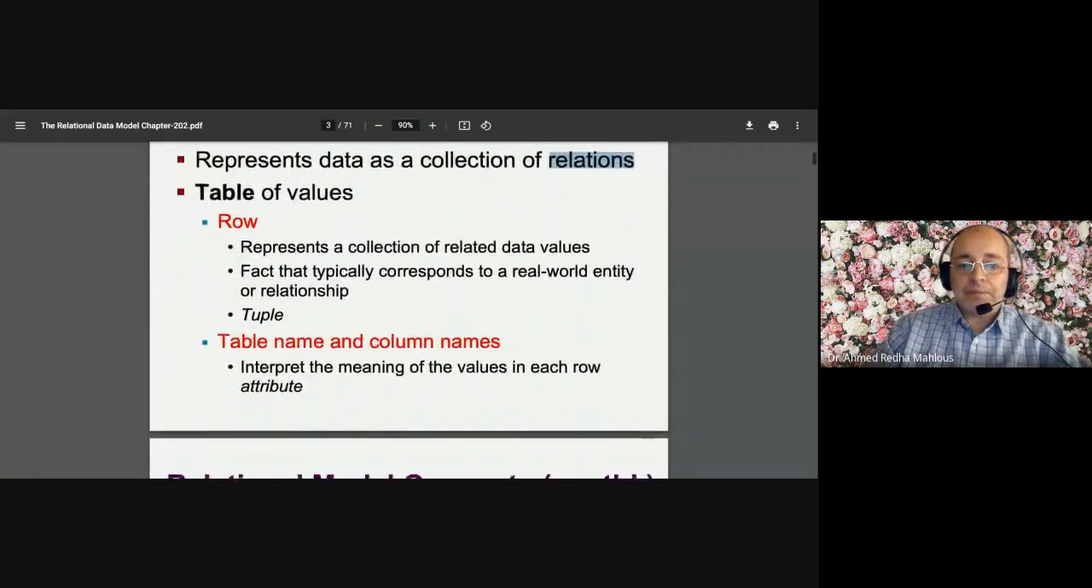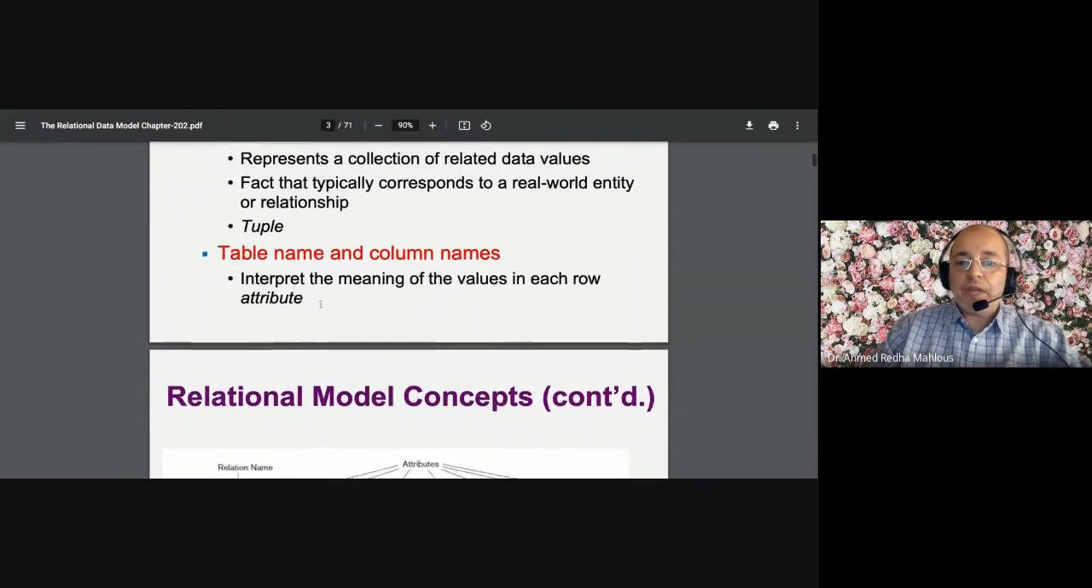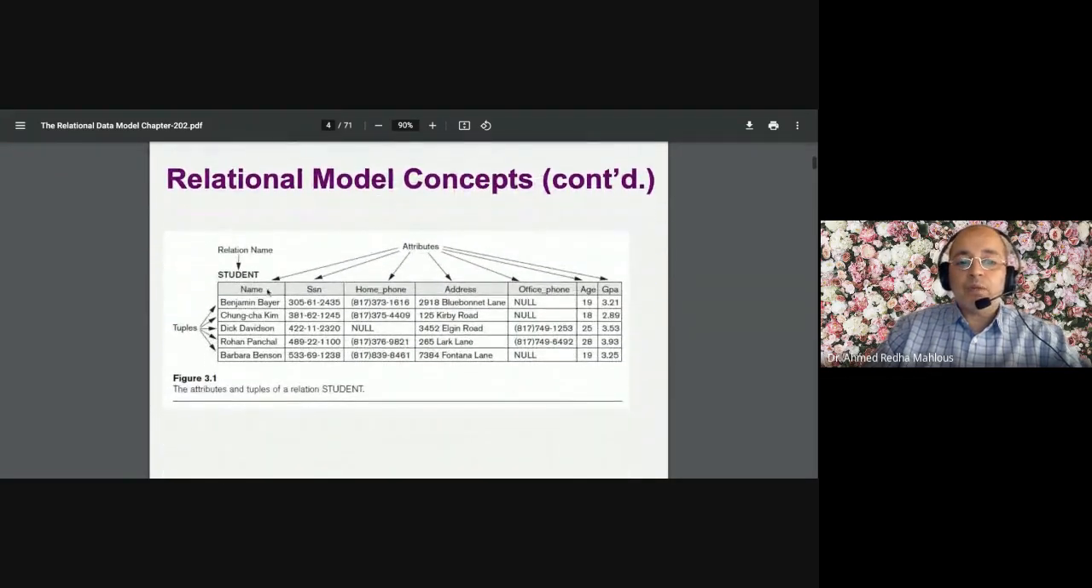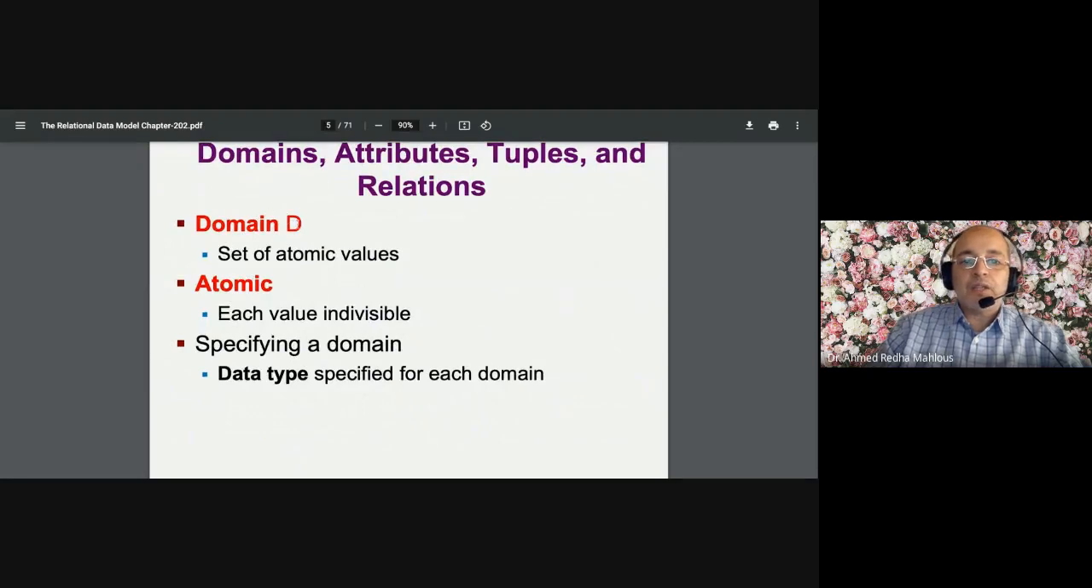The table name and column names are also taken from the real world. When we say this is a column named SSN, that means this column will contain the SSN values of each tuple. Home phone, the same thing. This is a column that will contain all the values for the home phone, and you can also find the null value here.